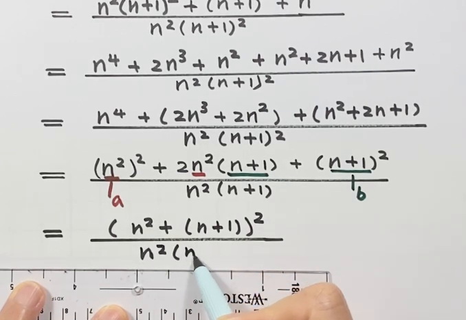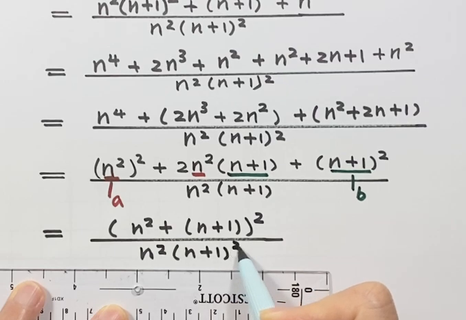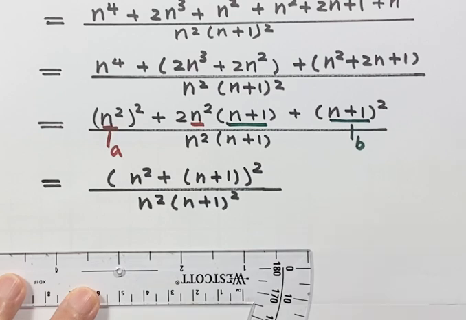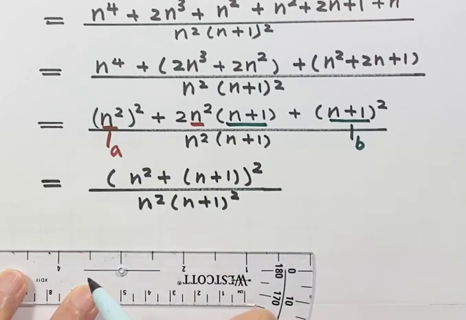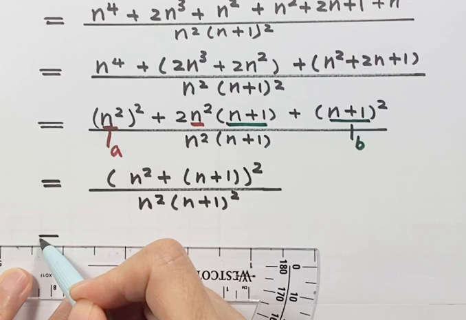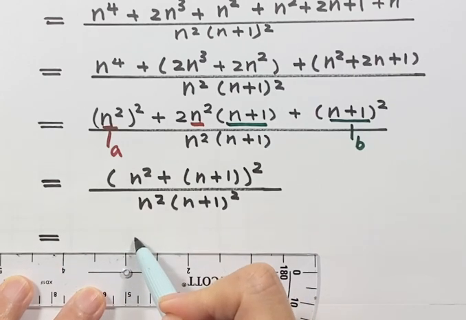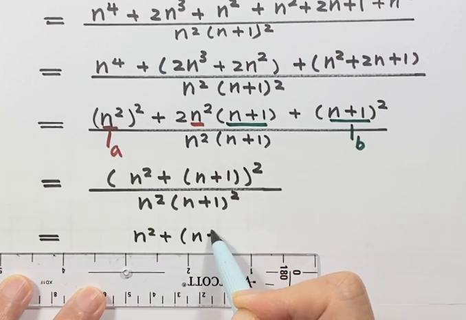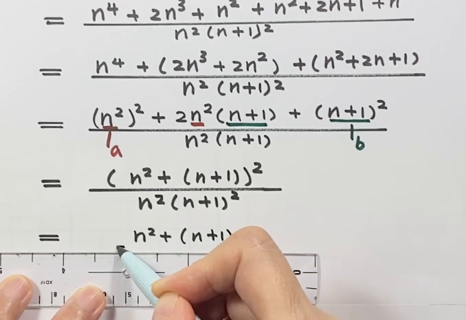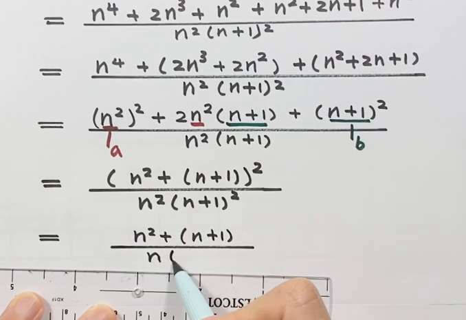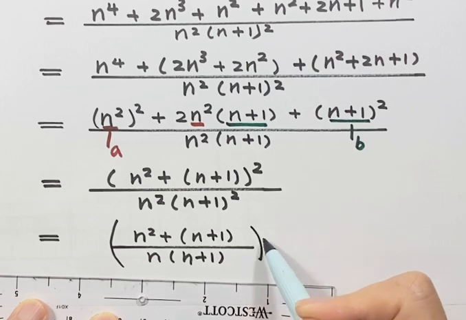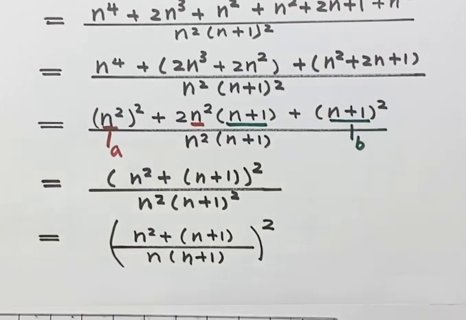Squared. So now the numerator and the denominator both are completely squared. So we can put them as a fraction first, then completely squared. So now we can put them together as n squared plus n plus 1, then here just n times n plus 1, the whole thing squared. Okay, so now we can put this one back to the square root.